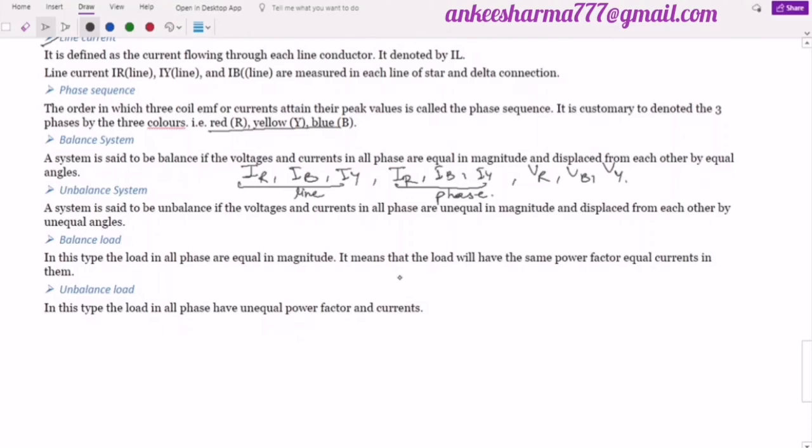It means IR must be equal to IB, it must be equal to IY. Similarly, in the phase also, IR must be equal to IB equal to IY. Similarly, the line voltages, VR must be equal to VB equal to VY. So if all the phases are equal in magnitude and displaced from each other by equal angles, meaning the angle is 120 degrees, then that kind of system is called a balanced system. That is possible only when we have equal magnitude and equal number of turns in the coils, or the length of the coil must be the same, or the rotation of the coil inside the magnetic field must be the same. In these cases we will get the balanced system.